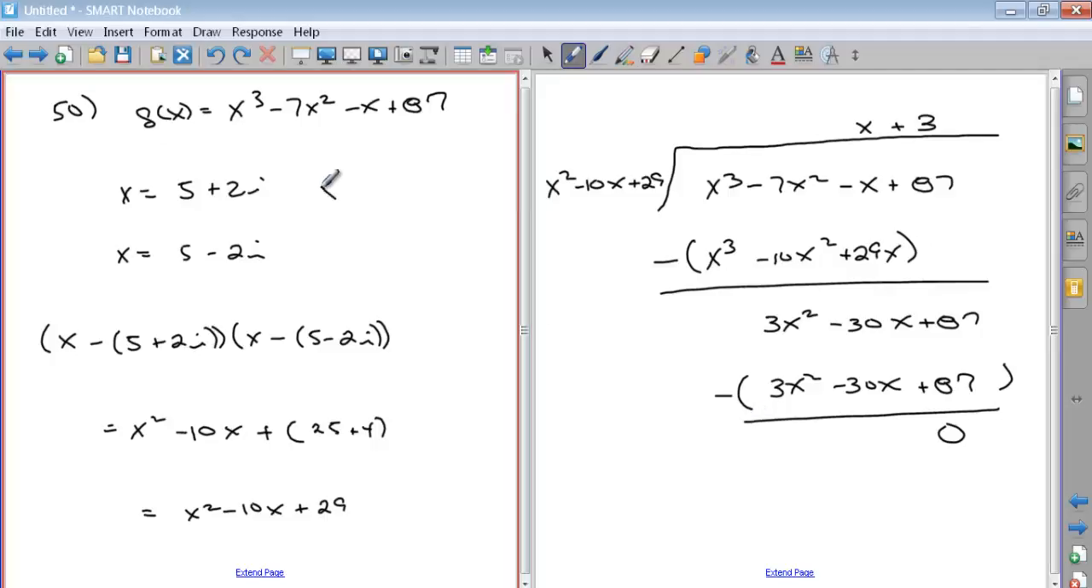So my third factor is x plus 3, or x equals -3. So that's my factor. So that one I know is right now.